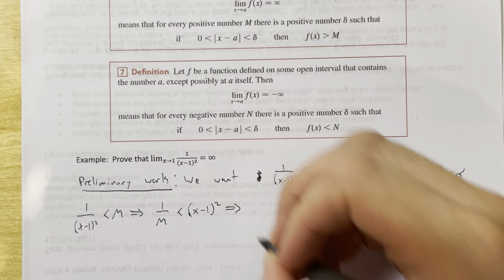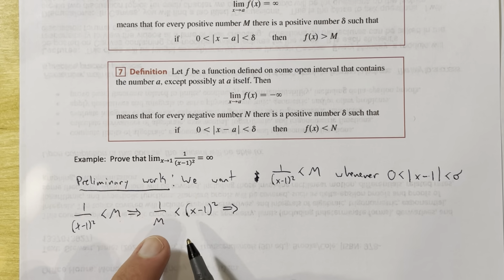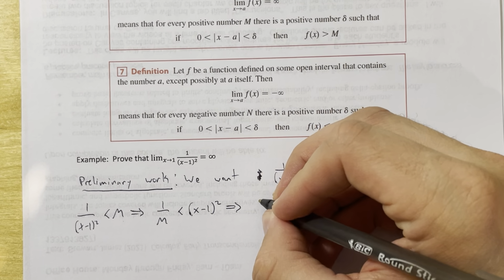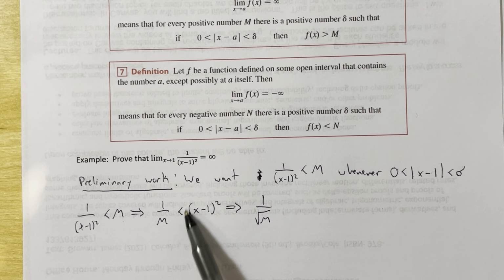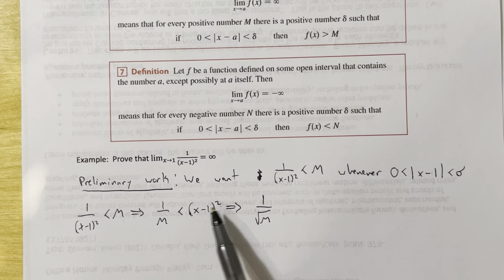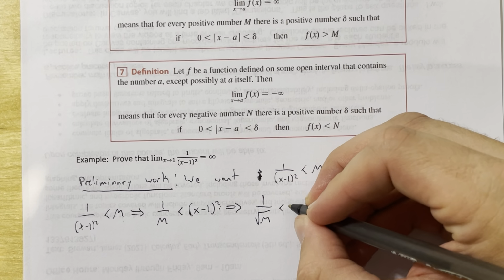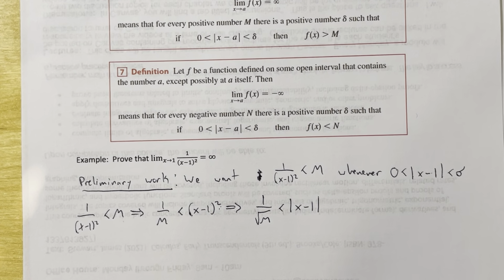If I were to then take square roots of both sides of this, square rooting both sides of an inequality will also preserve the direction that that inequality is facing. I would get this, 1 over the square root of m. Remember, anytime you take the square root of something that's being squared, the square root will cancel that second power, but it will always leave an absolute value behind. So we get this. Okay?